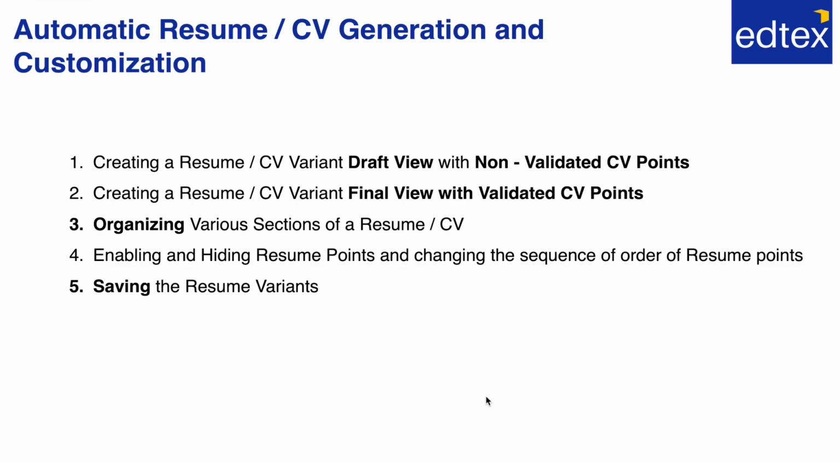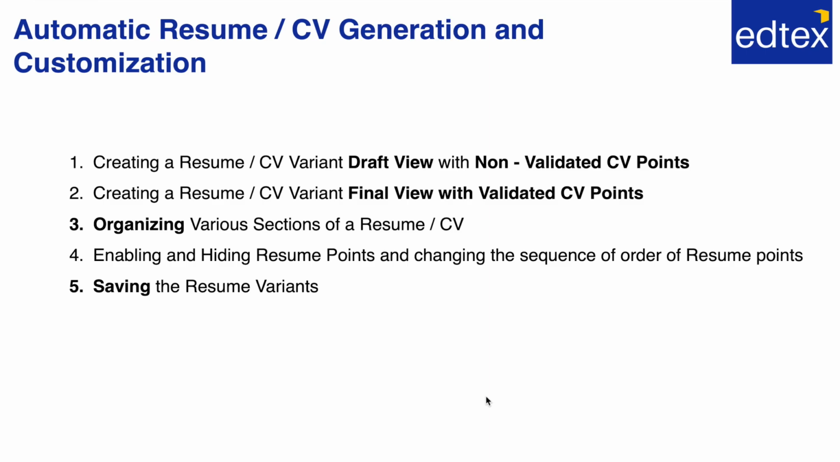These are the following scenarios we will be covering. Creating a resume or CV variant with unvalidated points, which allows you to create a draft resume variant to gain insights on how a resume looks with the points that you have entered into the Skynet platform. Then we'll look into the steps of creating the final resume or CV variants with validated CV points, how you'd be able to organize various sections of a resume, and how you'd be able to organize various resume or CV points by changing the order sequence within a particular section. And finally, how you'd be able to save the resume variants.